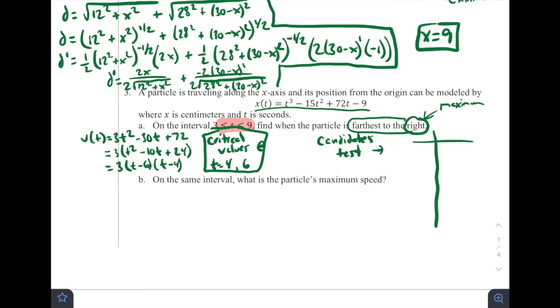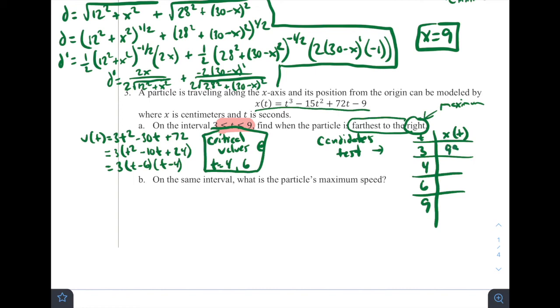I'll have my t here on the left side of the table. On the right, I just want to know what the output of the function is, x of t. And I'm going to use the t values of 3, 4, 6, and 9. Again, these t values came from the two endpoints of my interval and from my critical values here. We are going to want to plug in and find out what the x of t is. I'd encourage you to use your calculator to do that, but I'll just put our answers here.